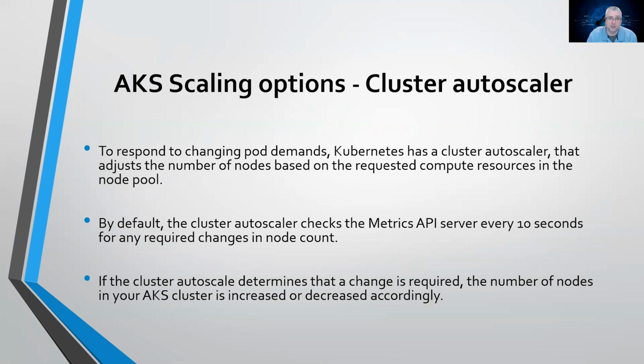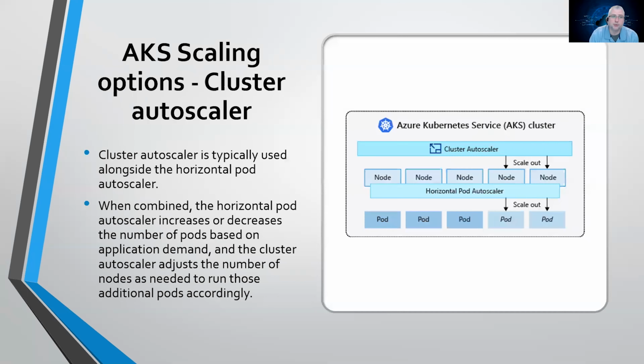Now, the cluster autoscaler is a little bit different. It's going to respond to the changing demands for the pods, and Kubernetes will look at that and say, how many nodes are requested? It's also going to check the metrics API server. For the cluster autoscaler, you have to have RBAC enabled and be running version 1.10 or better. It will check this every 10 seconds or so for the nodes, and then it will scale the nodes.